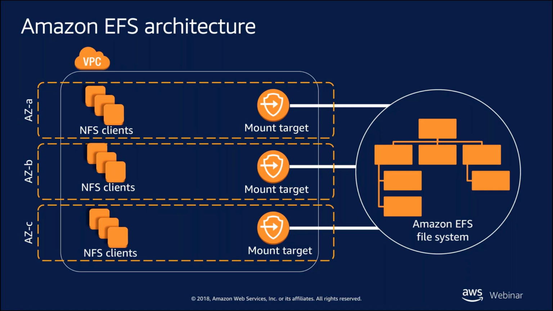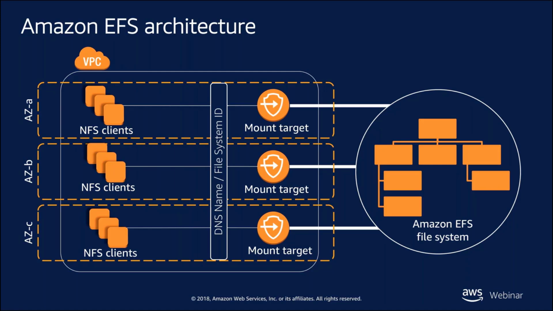So you would then grant access to the file system, using these security groups, to the NFS clients that you want accessing this file system. You could do this all using a DNS name or a file system ID, and you would issue a standard NFS mount command in order to mount that file system.